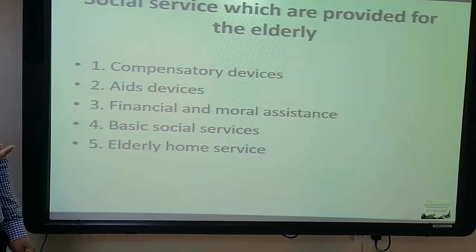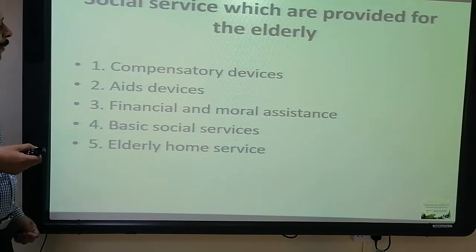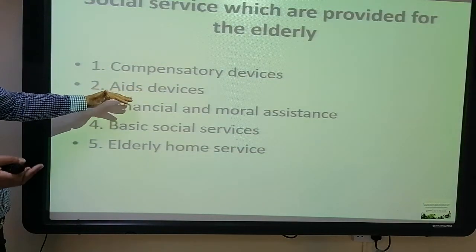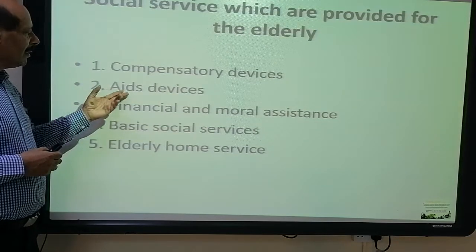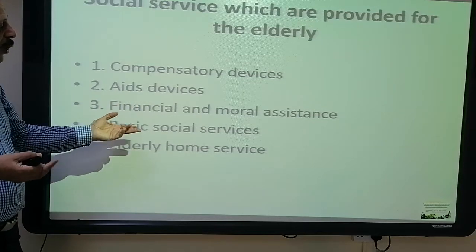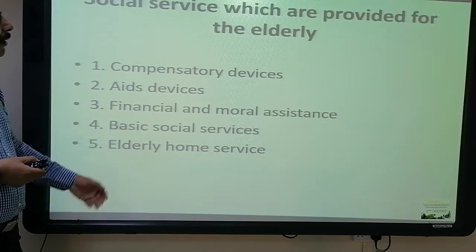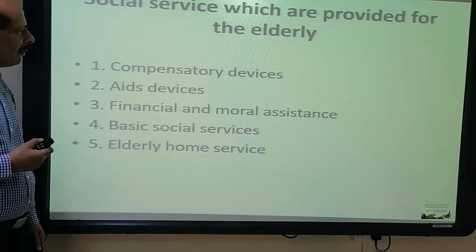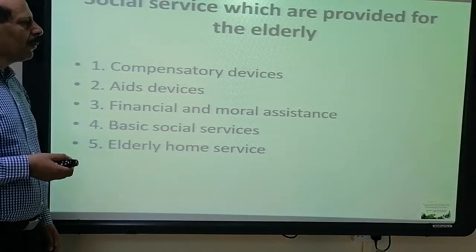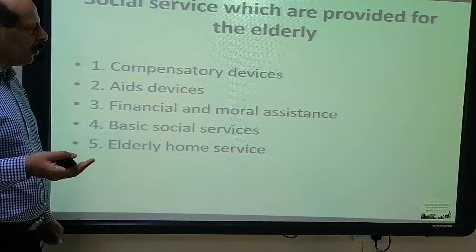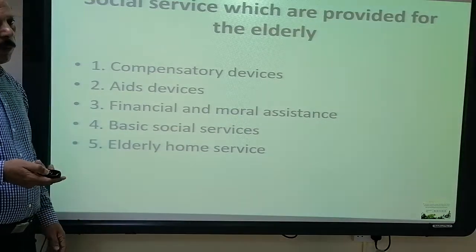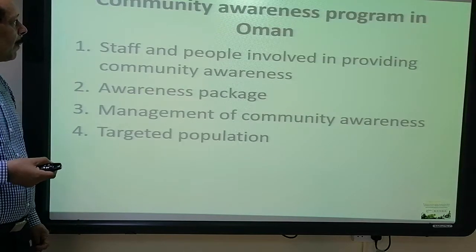Social services which are provided for the elderly: compensatory devices, aid devices also, financial and moral assistance, and sometimes basic social services. Also elderly home services, if the family members cannot take care of those old clients, so they need to be in a geriatric home or hospital.